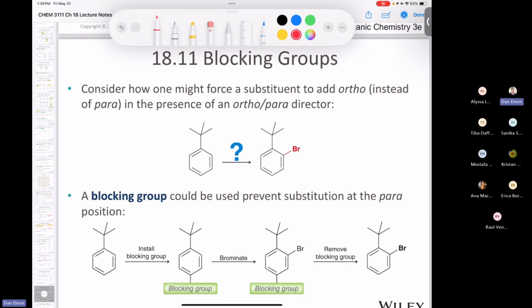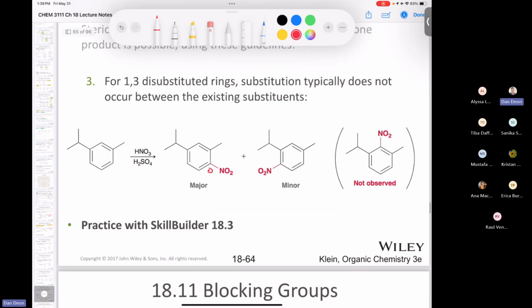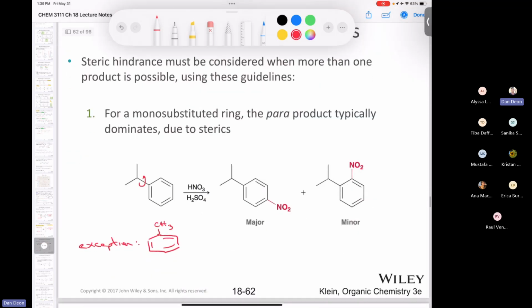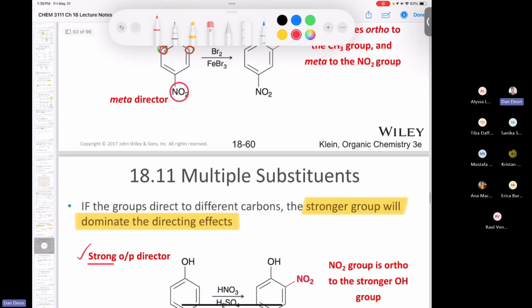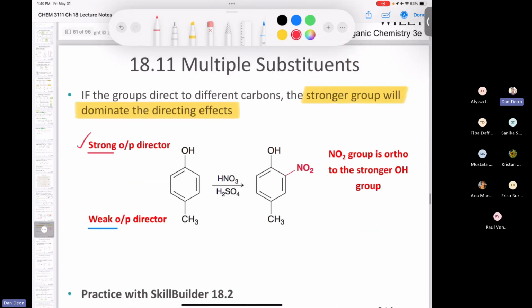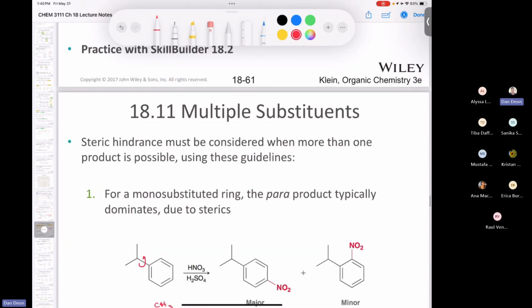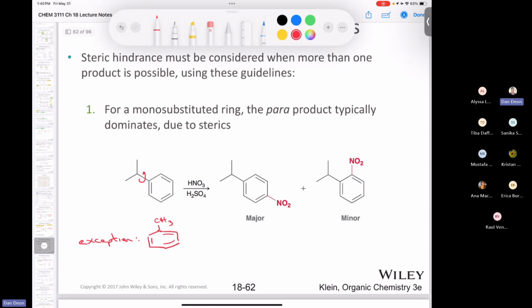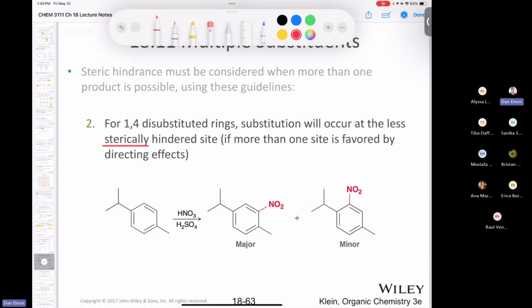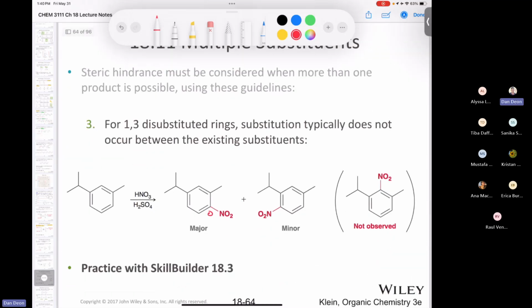To keep going, we're kind of switching gears again. If you're not following me, let's back up. What we just did is we went through all the activators and deactivators. Then we went over the rules for if you have two groups that are directing to the same position. That one's, I don't like to use the word easy, but it's good. It's just going to go to that position. If there's a battle between strong and weak, the strong is going to win. We said if you have a mono-substituted ring, it's usually the para product that's going to predominate. If you have 1,4, it's going to go ortho to the smaller group. And if you have 1,3, it's going to go ortho to the smaller group. It's never going to go in between the two alkyl groups or two groups.